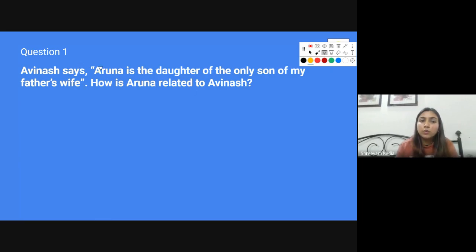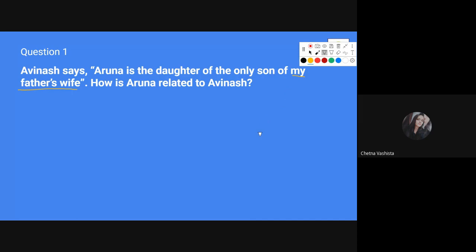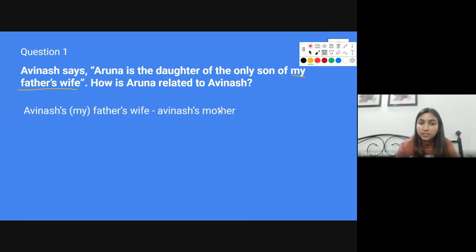Okay, so now how do you start solving it? You start with the last bit of the information. What is that last bit? My father's wife. Who is "my" here? Avinash, because Avinash is saying it. So Avinash's father's wife. Can someone tell me who this is? His mother. His mother, right? So Avinash's father's wife is Avinash's mother.